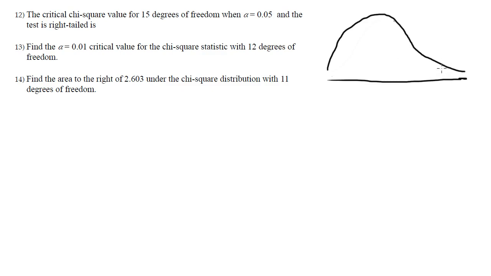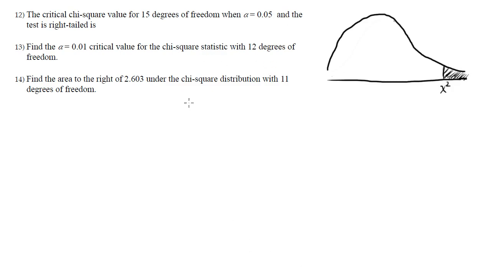And when you look at the table, this is the chi-squared value it gives you. It gives you the chi-squared value that represents that area to the right, that probability to the right. So if I'm looking at 0.05, this area here will be 0.05. And the table is going to give me that chi-squared critical value for that situation.